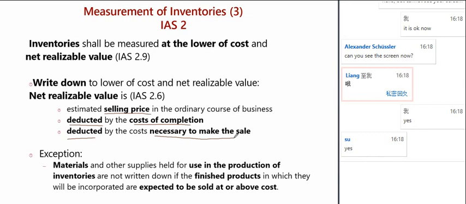There's an exception. If you have materials and other supplies held for use in the production of inventories, they are not written down if the finished products in which they will be incorporated are expected to be sold at or above cost. So that means essentially, if the firm does not intend to sell the materials but the finished products, which is normal, then it's not the selling price of the materials that is relevant, but rather the selling price of the finished product.